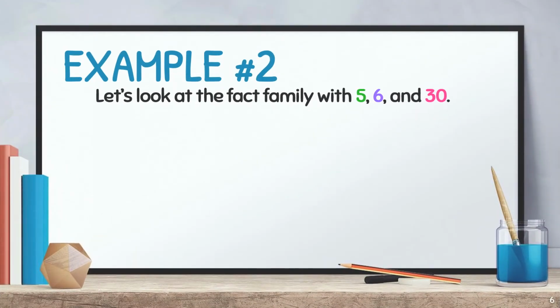All right, here's example number 2. We're going to look at a math fact family using multiplication and division this time. And the 3 numbers we're using for our fact family will be 5, 6, and 30. So before I show you this fact family, I want to talk to you about the similarities between our fact families with addition and subtraction and multiplication and division.